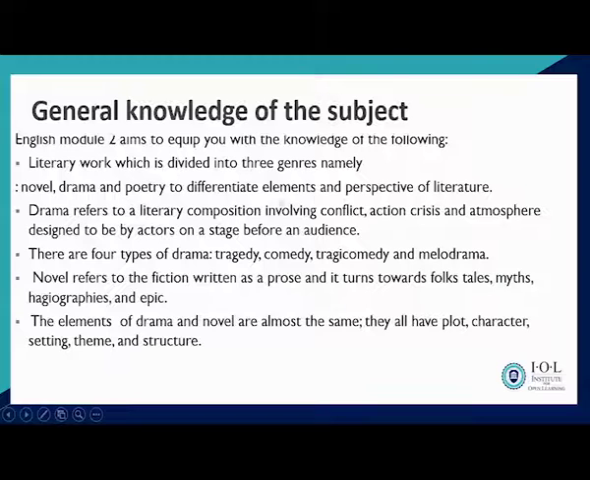Drama. When you are talking about drama, what do we mean? It's indicated there. Understand it. There are 4 types of drama. What are they? We have the tragedy, the comedy, and others. Know the 4 types of drama.